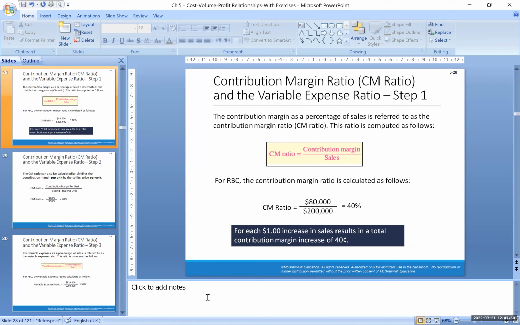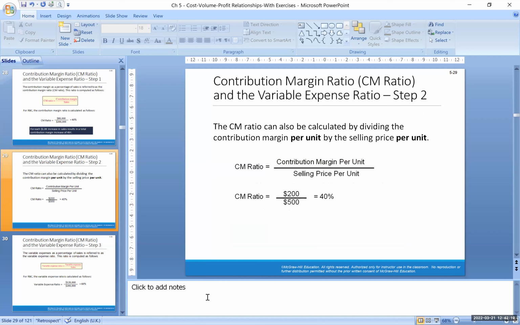For each $1 increase in sales results in a total contribution margin increase of 40 cents. So any increase in sales of $1 will cause the contribution margin to increase by 40 cents. Why? Because the 40% is the contribution margin ratio. And this is the meaning of the contribution margin.